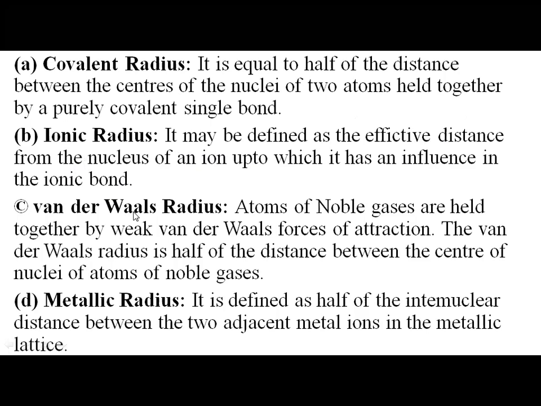Van der Waals radius. Atoms of noble gases have van der Waals radius, not any other. So how do we define van der Waals radius? See here, atoms of noble gases are not together. They are far away from each other. They are monoatomic gases, right? Monoatomic molecules they are. It is half the internuclear distance between the adjacent atoms of two neighboring molecules. So if you have two neighboring molecules, this is one molecule of argon, another molecule of argon. It is a monoatomic molecule.